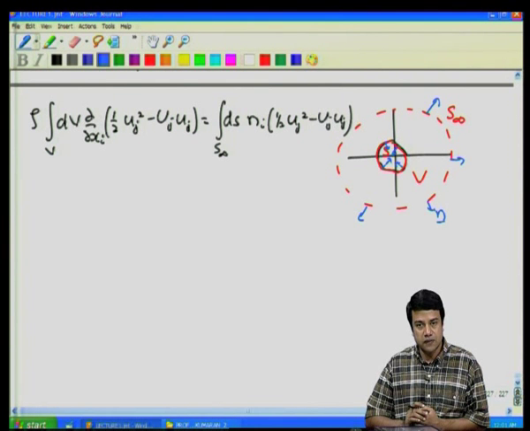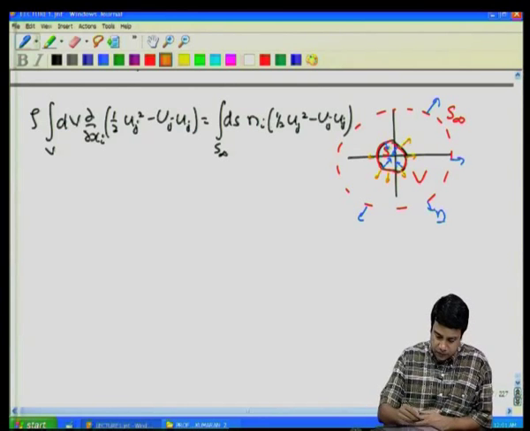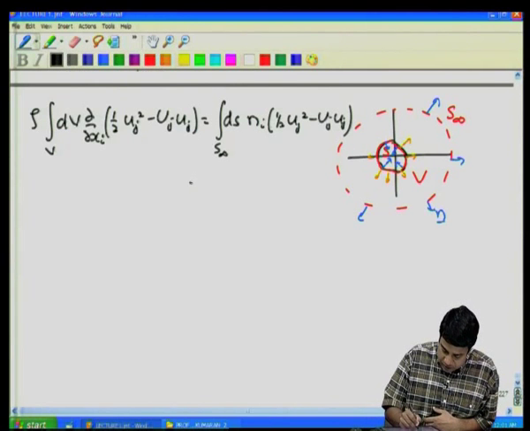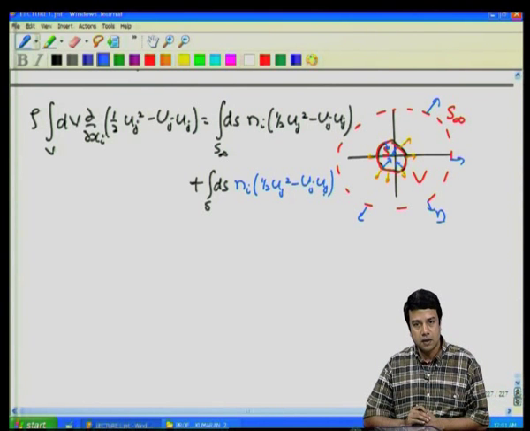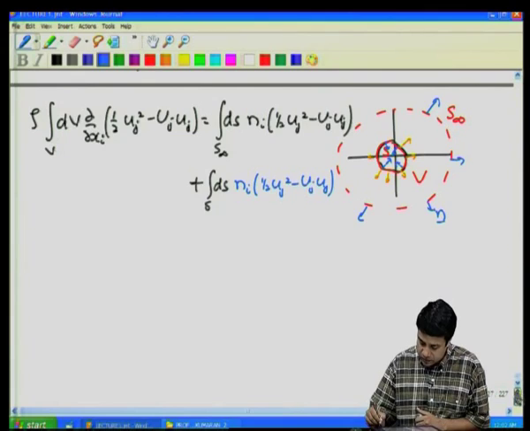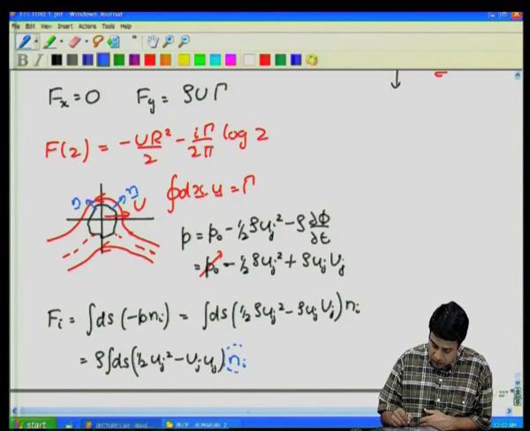However, I will define my unit normal n as the outward unit normal to the object, because that is what I require for getting the force. So, this is equal to minus plus the integral over the surface S of ds times the outward unit normal to the fluid, shown in blue, times half u_j squared minus u_j U_j. The outward unit normal to the fluid is the inward unit normal to the object, whereas the force is defined with respect to the outward unit normal to the object.